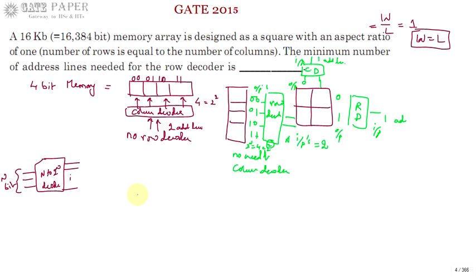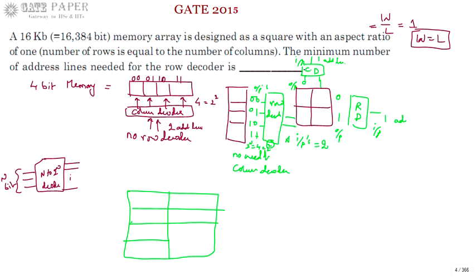16-bit memory means it will consist of 16 1-bit locations, 16 single-bit locations, and they are arranged as a square in this way. So these are 4 rows and 4 columns. That is 4 into 4, which is nothing but 16. 16 cells are going to be required. Each cell requires 1 bit of information. Those 16 cells can be written as a square, 4 into 4 cells.